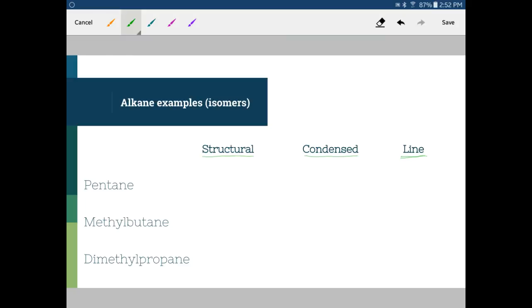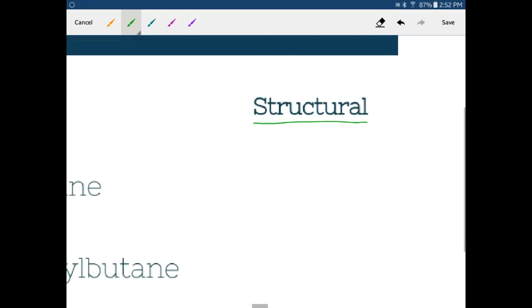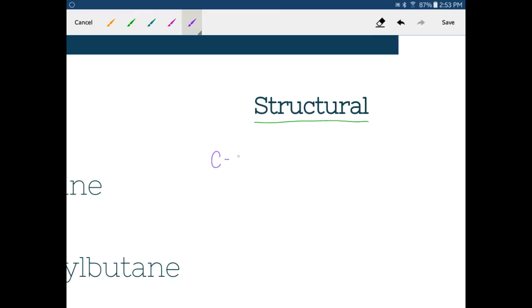So starting out with our structural diagrams, I'm going to start with our pentane again, which is structural 1, 2, 3, 4, 5, and again, fill that guy up with hydrogens all the way around. So I should have a total of 12 hydrogens all the way around this guy here.